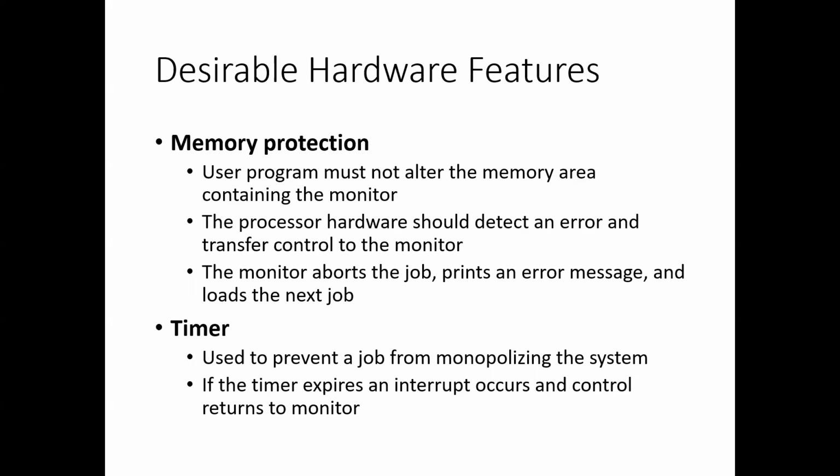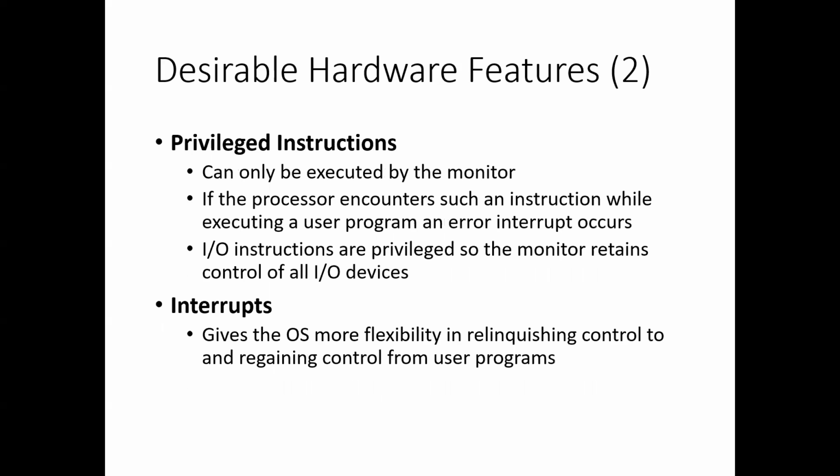Some desirable hardware features with operating systems. One is memory protection. A program shouldn't alter the memory area containing the monitor. The processor hardware should detect the error and transfer control to the monitor if that happens, and have the monitor abort the job, print an error message, and load the next job. The other one is a timer, which is used to prevent a job from monopolizing the system. When the timer expires, an interrupt occurs and returns control to the monitor. So if you're trying to do too long of a calculation and it would end up eating up all the time from somebody else, then the timer goes off and they have to terminate your program.